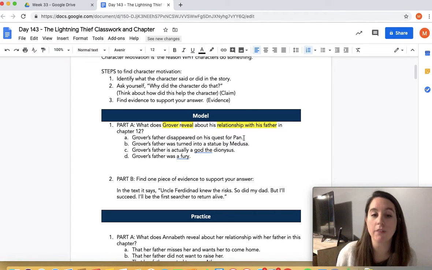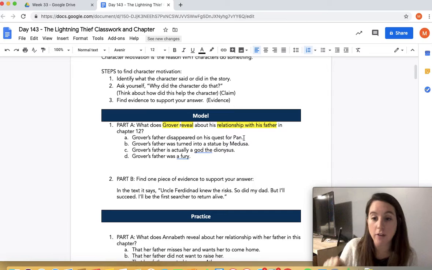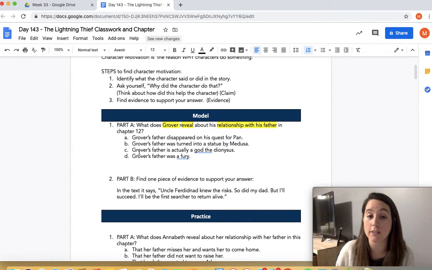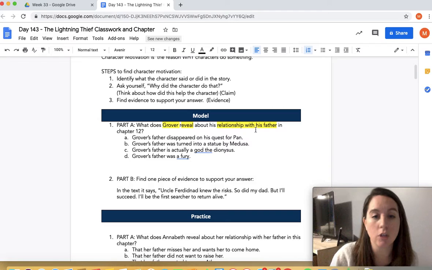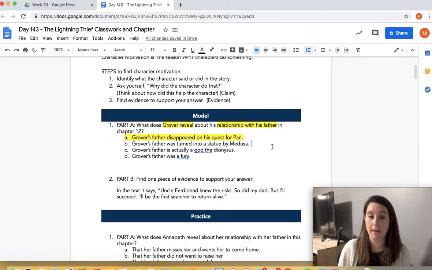Did Grover reveal that he was turned into a statue by Medusa? No, I remember it was his uncle, not his father, that was turned into a statue. Did Grover reveal that his father was the god Dionysus? No. Or did he reveal that his father was a fury? No. So I know the answer was he revealed that his father disappeared on his quest to Pan.